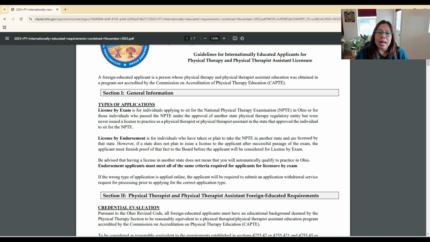Okay, so license by exam is, again, you're going to take the exam if you haven't taken the NPTE yet, or you took the NPTE for another state but you did not proceed with the licensure, which is unusual. Usually once you pass the NPTE, you should proceed with the licensure and get your license. Okay, license by endorsement. This is also called reciprocity, meaning you already have taken and passed the NPTE and were licensed from another state.